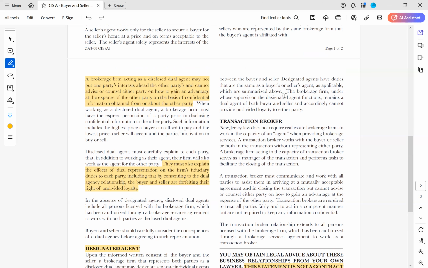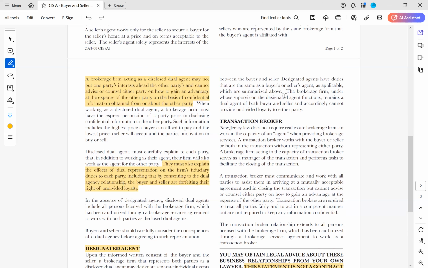So that's what you have to understand, that if there is designated agency, then each agent represents their party, same as seller's agent and buyer's agent, okay? No difference to that. So a lot of it comes down to what your client wants. If they're okay with you being a dual agent. If not, if they want to go for designated agency, then another agent in the brokerage would have to be designated to them to represent their interest and take them all the way through to closing in the transaction.